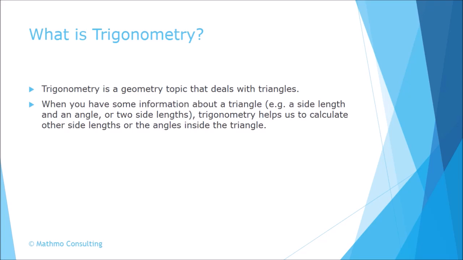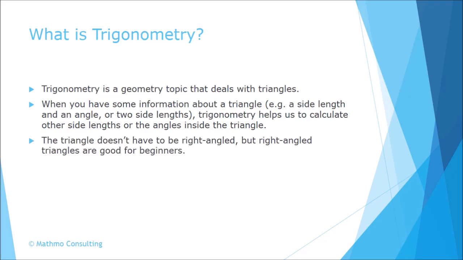When you have some information about a triangle, for example a side length and an angle, or maybe just two side lengths, then trig helps us to calculate other side lengths or the angles inside the triangle. Basically, it helps us to determine the shape and the size of the triangle. Now the triangle doesn't have to be right-angled, but right-angled triangles are a good starting point for beginners, and that's what we'll be focusing on here.